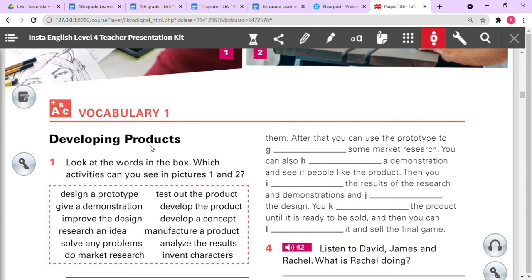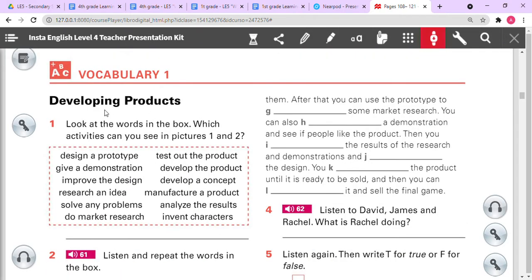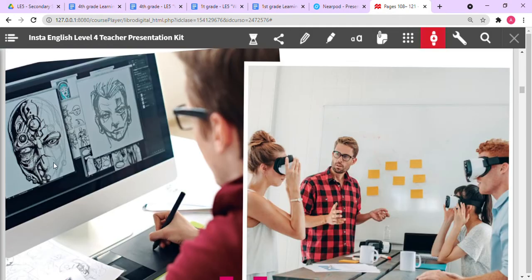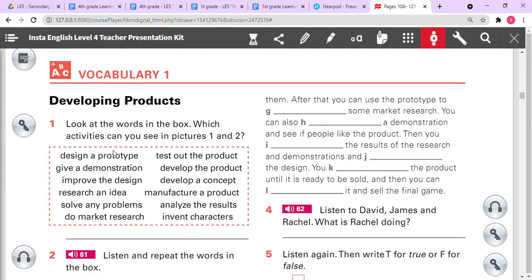The activity for today is vocabulary number 1, developing products. This vocabulary is not just a word, it's a phrase. Be careful, okay? Now listen. Number 1, look at the words in the box. Which activities can you see in picture number 1 and 2? Here you say designing and one person talking. Okay. Listen and repeat. Please, in your house, you're going to repeat.